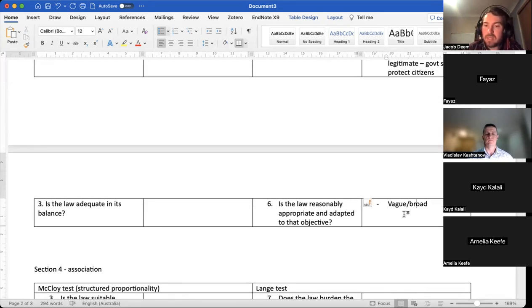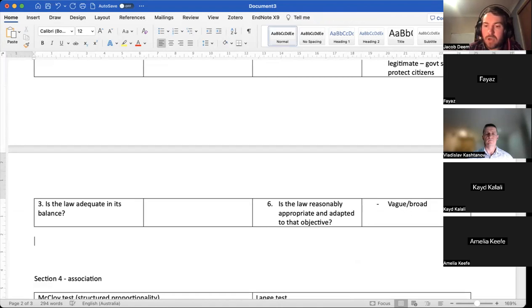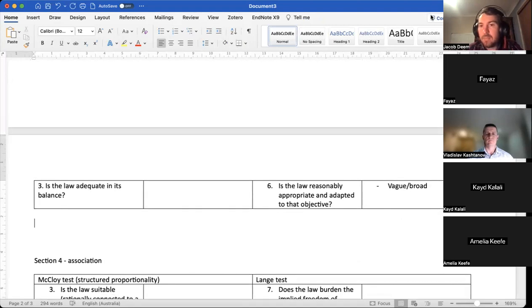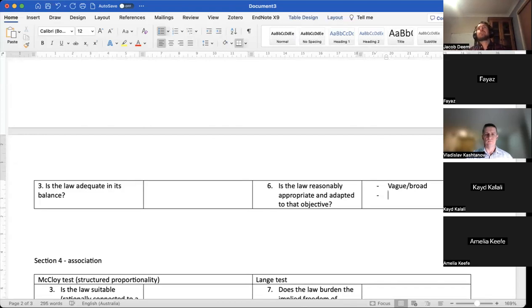What do we think about it being reasonably appropriate and adapted? We've heard already that it might be too broad or too vague. What do other people think about that? So for the purposes of the discussion, we accept that protecting public health is fair enough and is a good enough reason to restrict people's ability to communicate on this issue. Now we're thinking about, okay, have they executed it properly? Have they gone about it in an appropriate way?